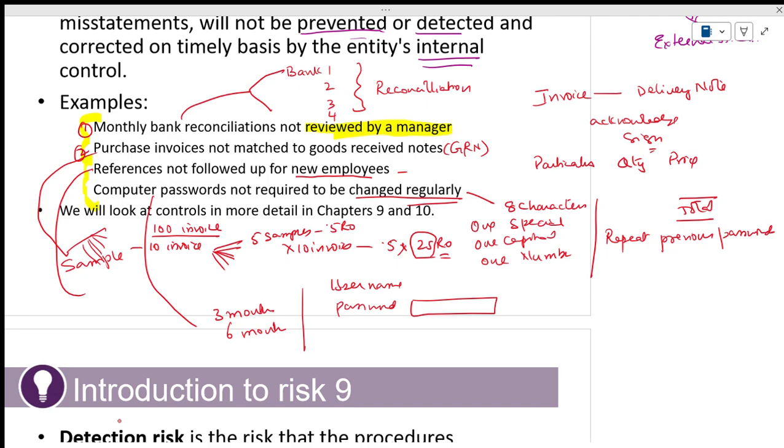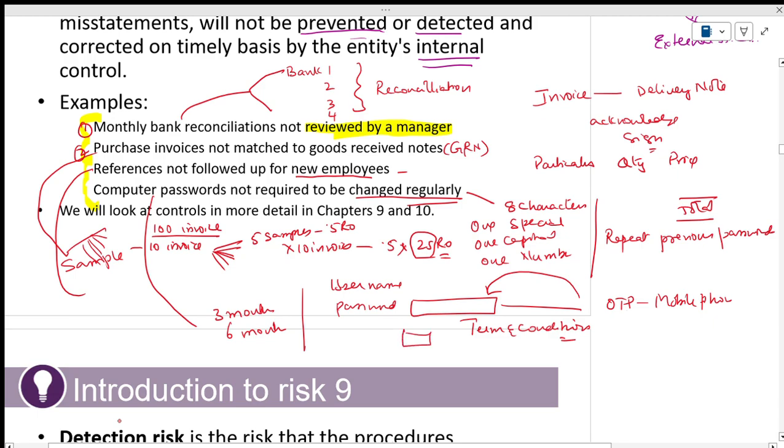When you change the password, there will be a lot of terms and conditions. Now, what is the recent thing? They say that you will get one OTP on your mobile phone. Once you get the OTP, you enter that OTP, and there will be another icon where you enter the OTP. Then you submit, and automatically the password will change. Now, this is the control risk.